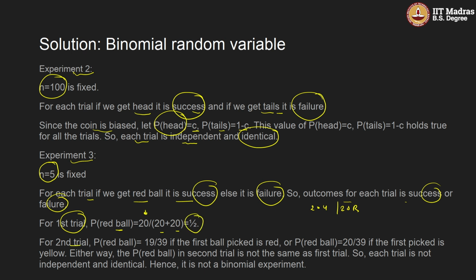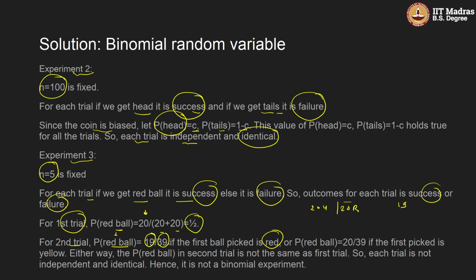Now for the second trial, probability of getting a red ball. Suppose the first ball that we have chosen is red, then only 19 red balls will be left in the box, and in total we have 39 balls, because one ball is already chosen.